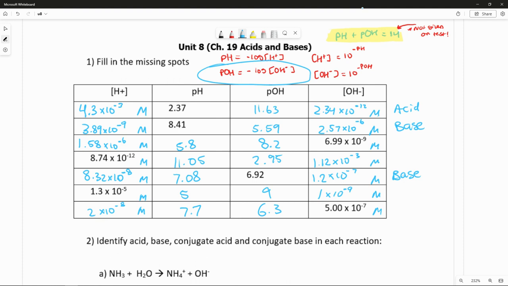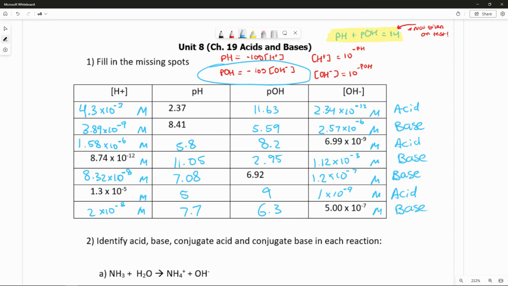Based on this info, we can determine the acidity or alkalinity, or how basic a solution is. A pH of 5.8 is less than 7, so it's going to be an acid. A pH of 11.05 is greater than 7, making it a base. A pH of 5 is less than 7, so it is an acid. A pH of 7.7 is greater than 7 by 0.7, so it is a base.